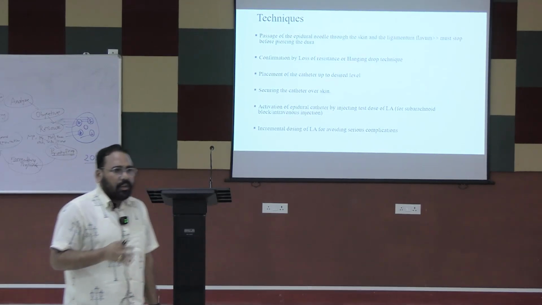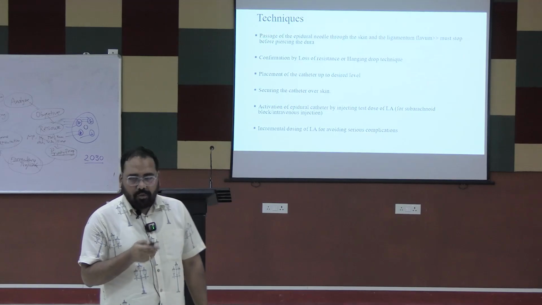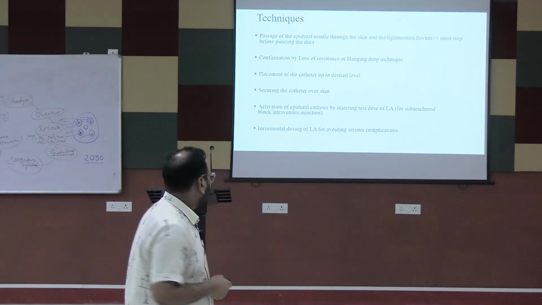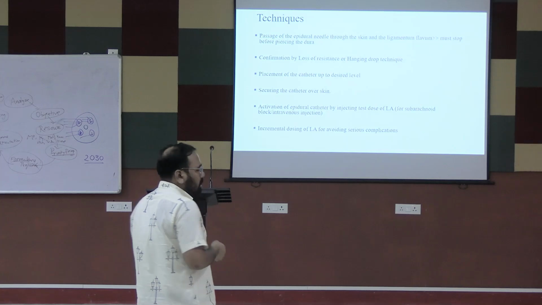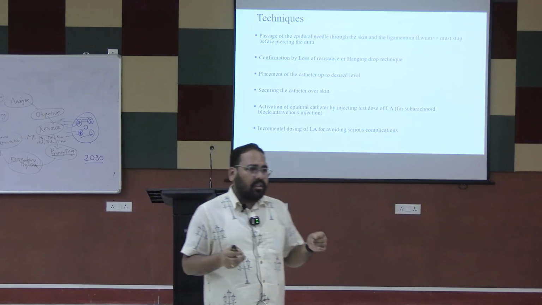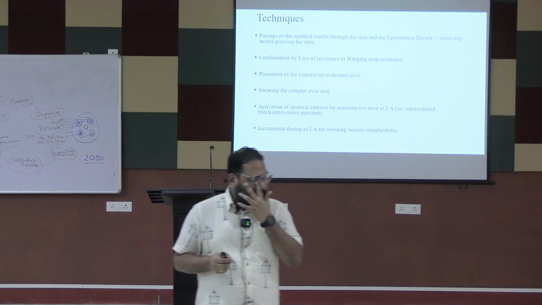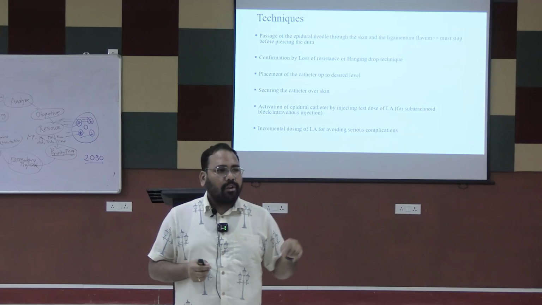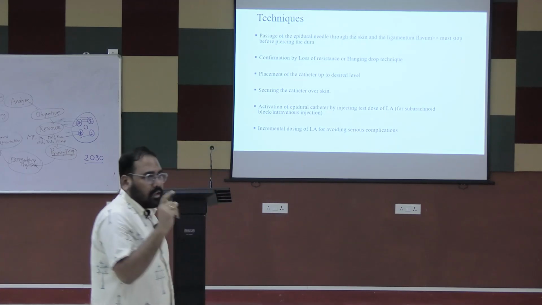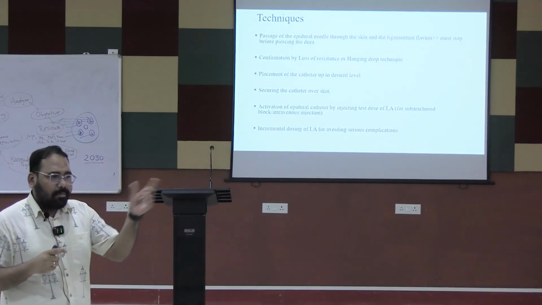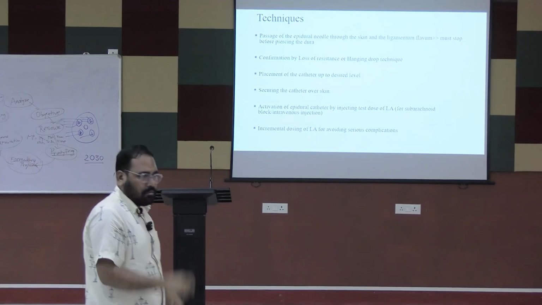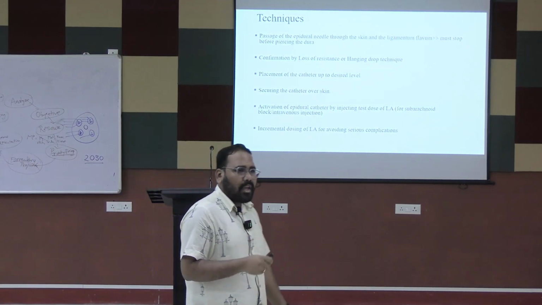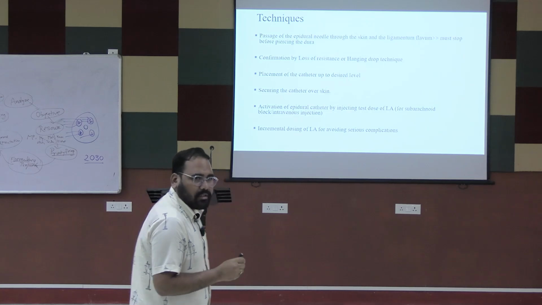Once it is confirmed that you are inside the epidural space, you will have to put the catheter inside. Then placement of the catheter up to the desired level. After that, some portion of the catheter will still be outside the epidural space, so you need to secure it over the skin. Then you connect the other part of the catheter with the connector, and from there you will be injecting the local anesthesia.